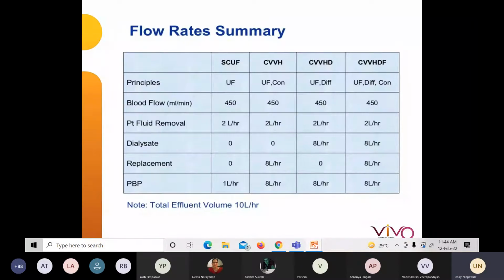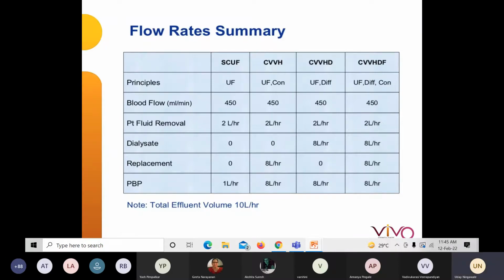Flow rate summary. We can have different modalities of CRRT: SCUF, CVVH, CVVHD, and CVVHDF. SCUF stands for slow continuous ultrafiltration. CVVH is continuous veno-venous hemofiltration. CVVHD is continuous veno-venous hemodialysis. CVVHDF is continuous veno-venous hemodiafiltration. As for the principles applied: SCUF is ultrafiltration. CVVH is ultrafiltration and convection. CVVHD is ultrafiltration and diffusion. CVVHDF is ultrafiltration, diffusion, and convection. So the better therapy is always CVVHDF.